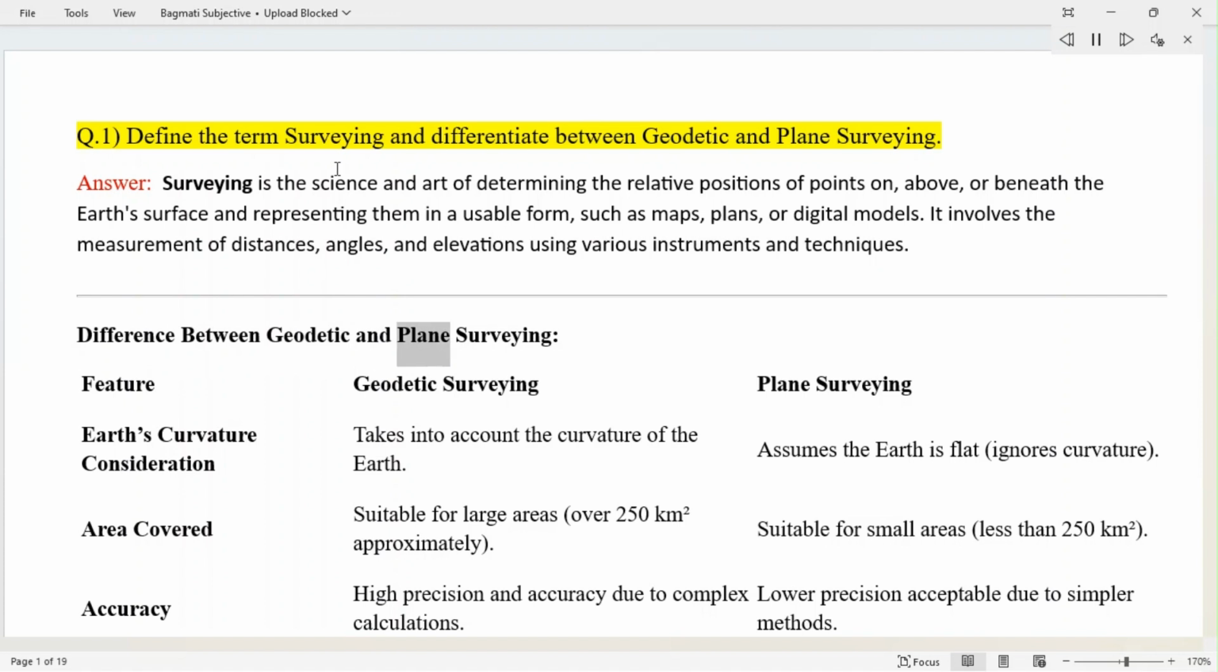Difference between geodetic and plane surveying. Feature: geodetic surveying versus plane surveying. Earth's curvature consideration: geodetic surveying takes into account the curvature of the Earth, while plane surveying assumes the Earth is flat and ignores curvature. Area covered: geodetic is suitable for large areas, over approximately 250 square kilometers, while plane is suitable for small areas, less than 250 square kilometers. Accuracy: geodetic has high precision and accuracy due to complex calculations, while plane has lower precision, acceptable due to simpler methods.